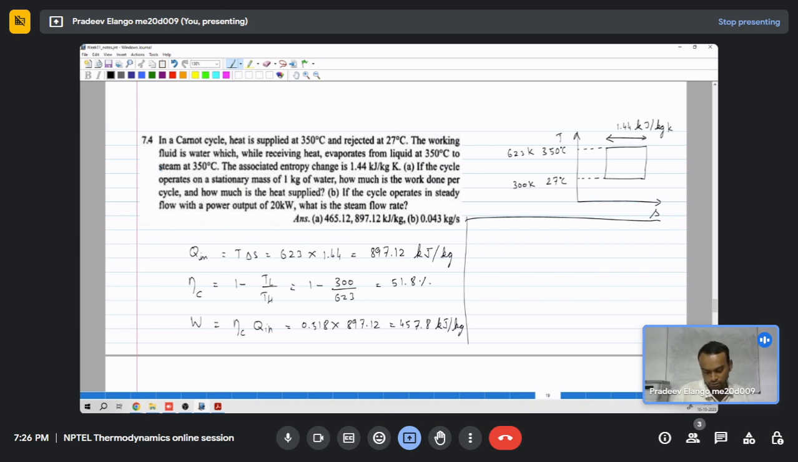Next is to find what will be the power output. Power output is given at the rate of 20 kilowatt. We need to find the steam flow. So now this power output we can write as mass flow rate into work done per cycle, or work done per kilogram of mass. So we can calculate m dot as W dot by W, and W dot is 20 kilowatt, that is 20 divided by the specific work output, 457.8 kilojoule per kg. So finally we will get kg per second. Can you calculate the m dot? 0.043 kilogram per second.